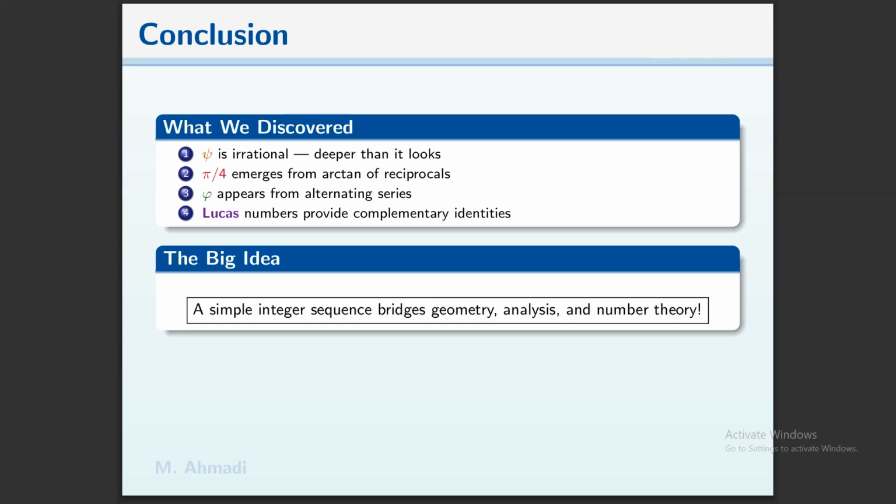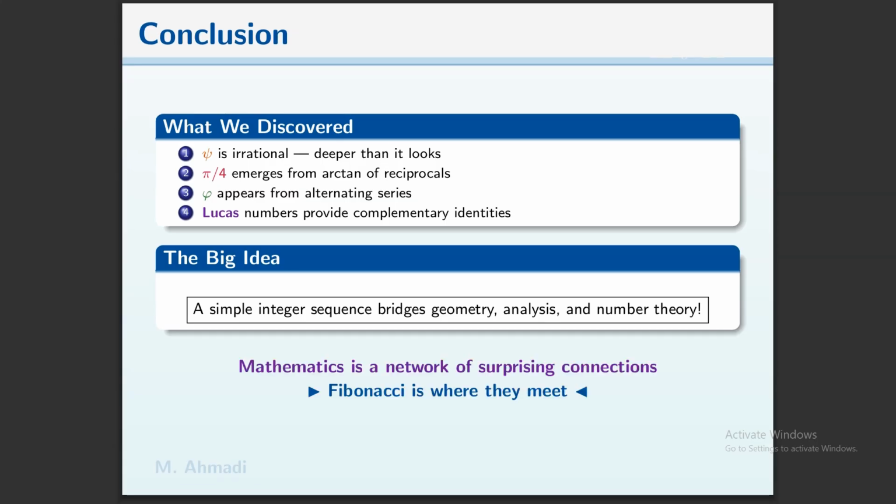So in this presentation, we discovered that psi is irrational, proven by Duverney, pi over 4 emerges from arctan reciprocals, and phi appears from the alternating series. Lucas numbers provide complementary identities. The big idea is that simple integer sequences bridge geometry, analysis and number theory. Actually, we can say that mathematics is full of surprising connections, and Fibonacci is where they meet.